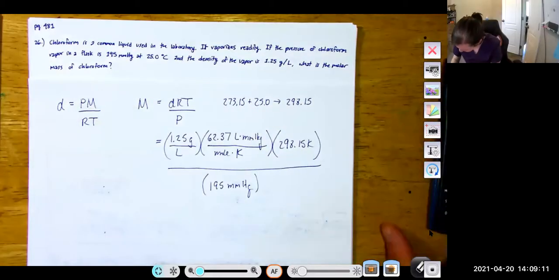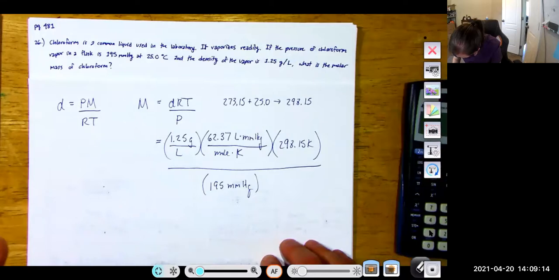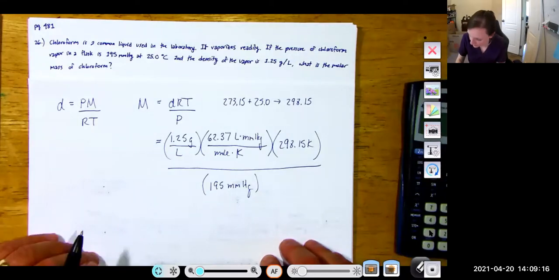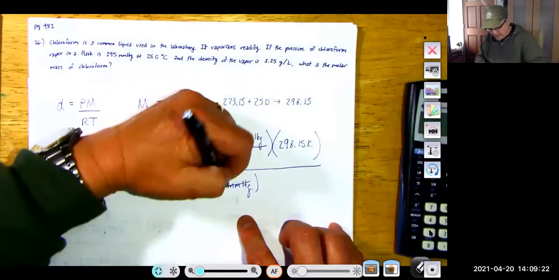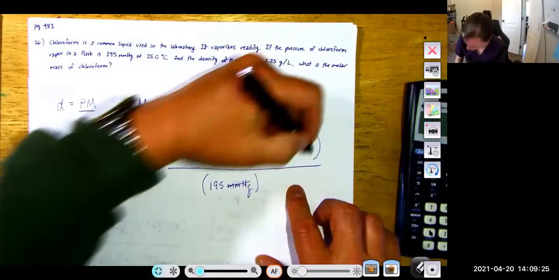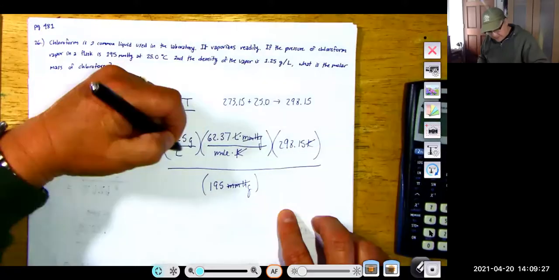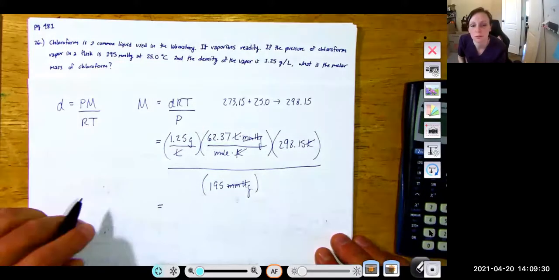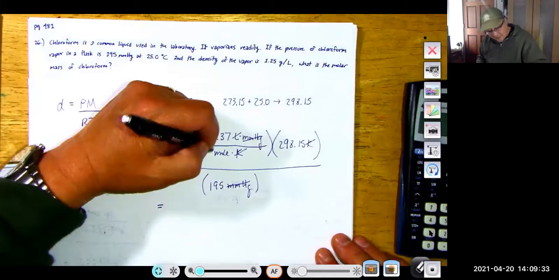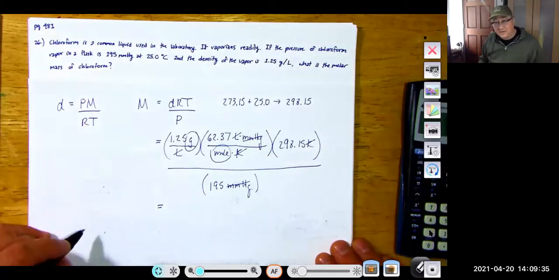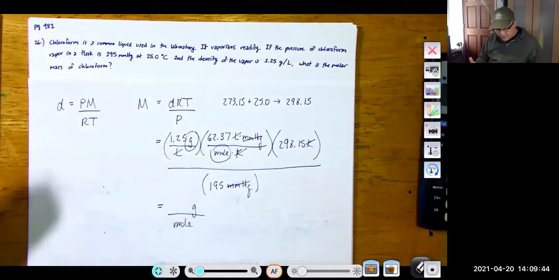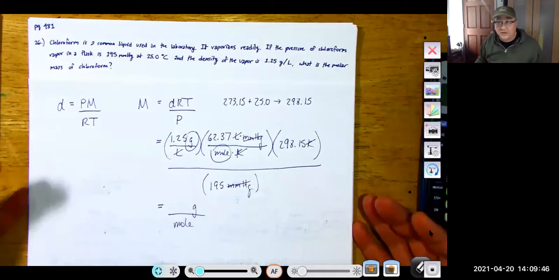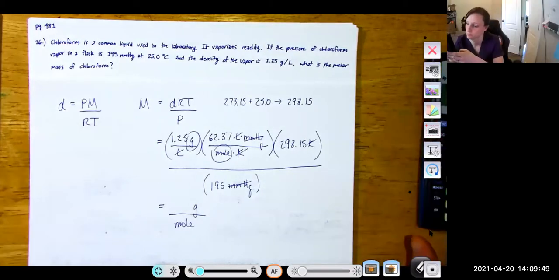Okay, let's estimate the answer. Wait, we're going to end in grams, right? Well, let's find out. Millimeters of mercury cancels with millimeters of mercury. K cancels with K. Liters cancel with liters. Do we end up with grams per mole? Grams per mole. Good. Should molar mass be grams per mole? Yeah. Okay, then we're in business. Because we have the units there, we quickly found out that we put everything in correctly.